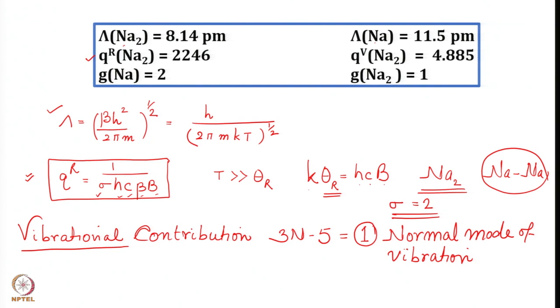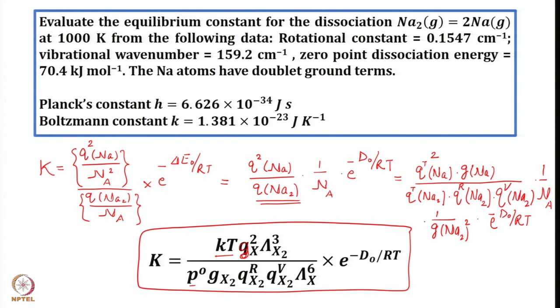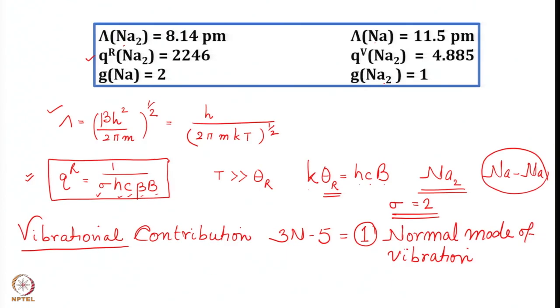And now if we look at the problem statement, rotational constant is given. We have already used that in calculating the rotational partition function. Vibrational wave number is given. And we are also given that sodium atoms have doublet ground terms. So, by using QV is equal to 1 over 1 minus exponential minus beta hc nu bar. This is the expression to be used.